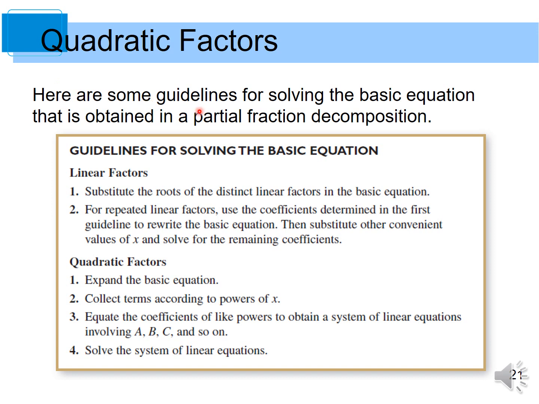Here are some guidelines for solving the basic equation that is obtained in the partial fraction decomposition. For the linear factors, substitute the roots of the distinct linear factors into the basic equation. For repeated linear factors, use the coefficients determined in the first guideline to rewrite the basic equation. Then substitute other convenient values of x, and solve for the remaining coefficients.